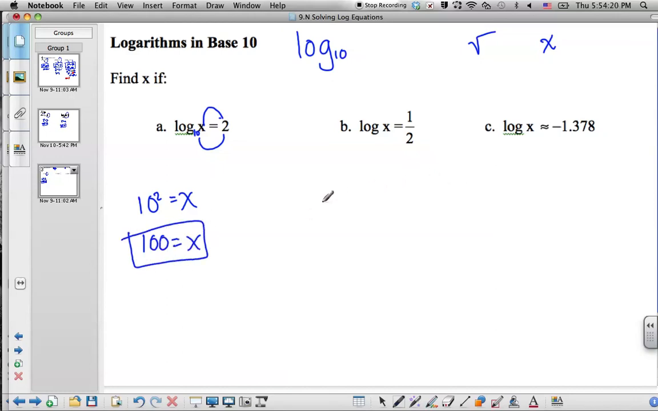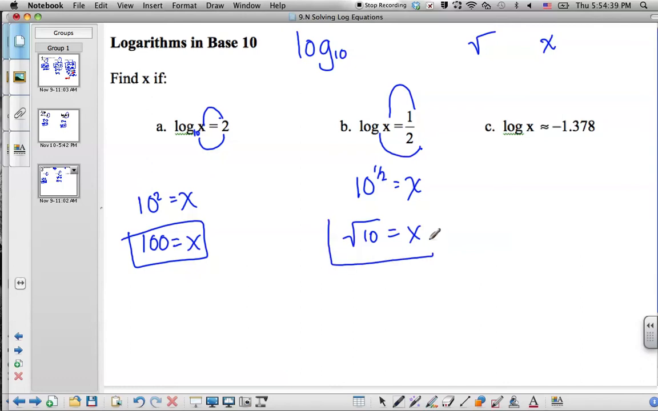Here we have, let's set it up again, 10 to the 1/2 equals x. 10 to the 1/2, what's that? Square root of 10, and that's x. And that can't simplify any further.